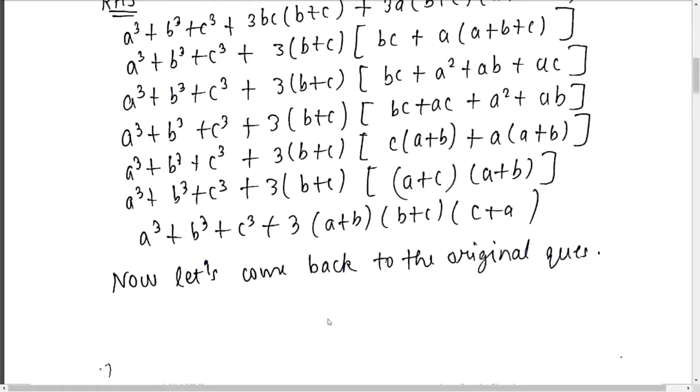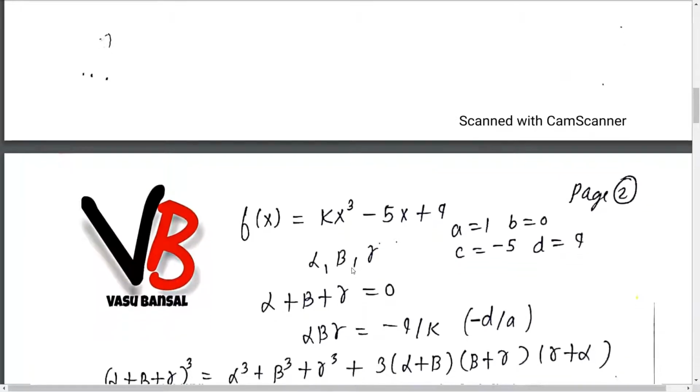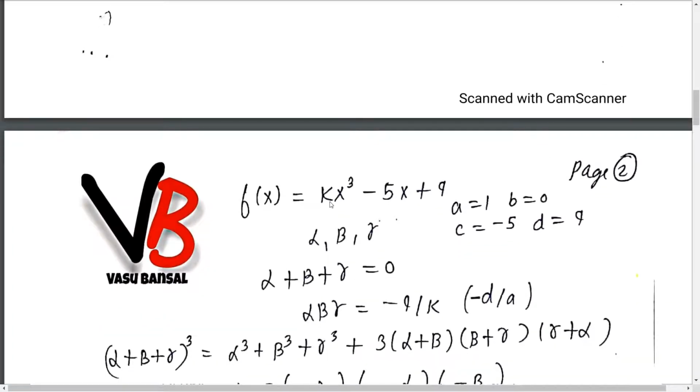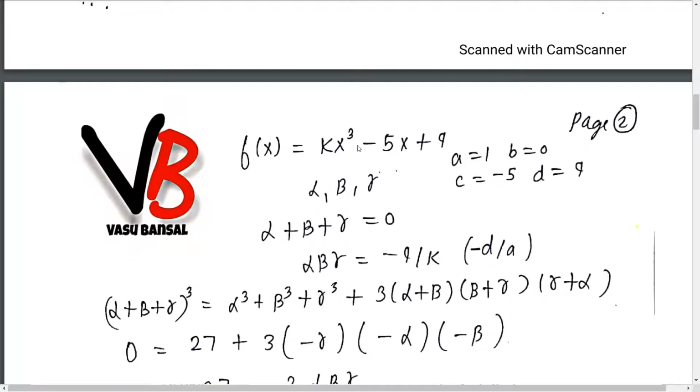So now let's come back to the original question. After we know that identity, from sum of roots and product of roots, we will be knowing that a in this case is k, and b is 0 because the x square term is 0, c is minus 5 and d is 9. So sum of roots will be 0 because there is no x square term, and product will be minus 9 upon k, right, minus d upon a.